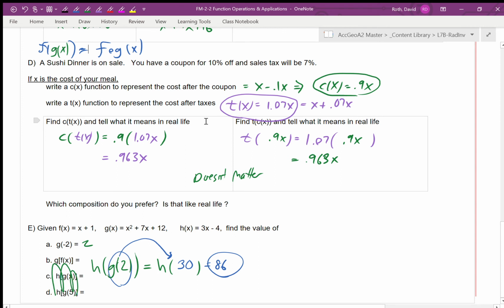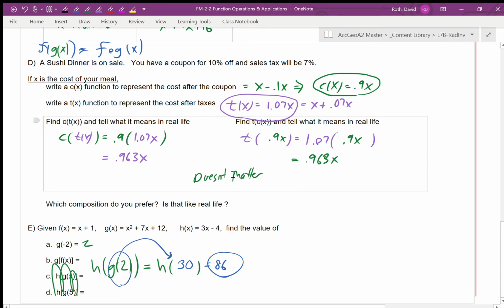And then composing means in real life, let's see what this would mean. I do my coupon after taxes. I calculate taxes first, work from the inside out on these things. Hopefully you can see my little mouse. And then I do the coupon after that. And composing rules, 0.963x. Fine. The other way, T of C of x, means I first do my coupon, and then after I do the coupon calculation, then I take my taxes. Hey, it's the same answer.